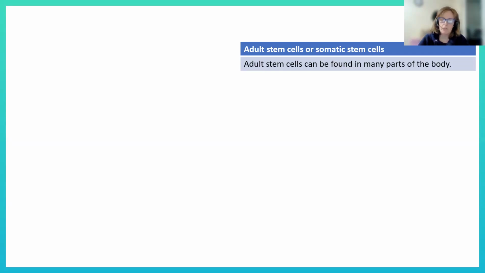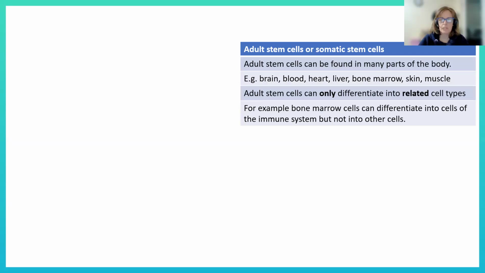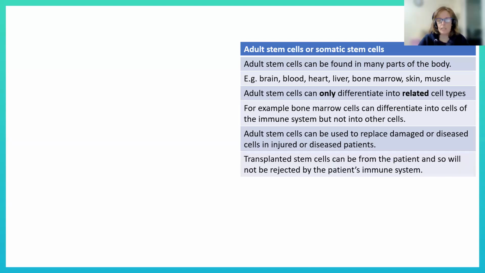So there's different levels of stem cells. Adult stem cells aren't as flexible as embryonic stem cells, because those embryonic stem cells we were looking at a slide or two ago, those ones that are found in the fetus and the embryo, can differentiate to become any tissue type. But adult stem cells are not as flexible. They can only differentiate into related cell types. So bone marrow cells can differentiate into immune system cells, so white blood cells essentially, but not other cell types. But they can be used to replace damaged or diseased or injured cells.